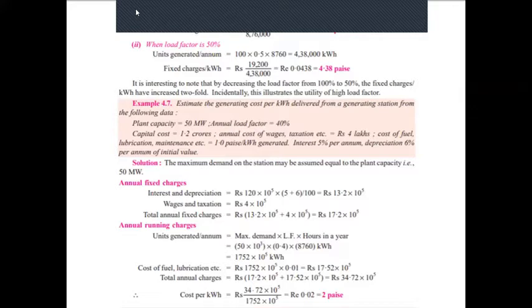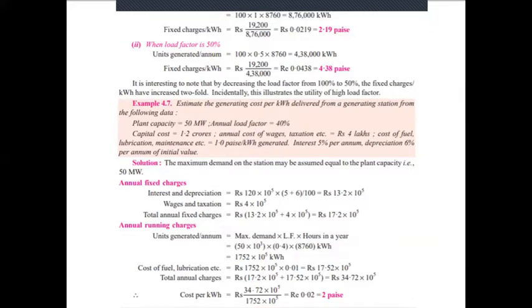Now, this problem I had given as homework. Estimate the generating cost. The maximum demand at the station we can assume as equal to the plant capacity. Since maximum demand is not specified, we will assume maximum demand at the station as the plant capacity, that is 50 megawatts. First, let us calculate annual fixed charges. You know that interest and depreciation charges, wages and taxation charges will be considered as the fixed charges. Since annual load factor is given, we'll consider all this as annual fixed charges and annual running charges.